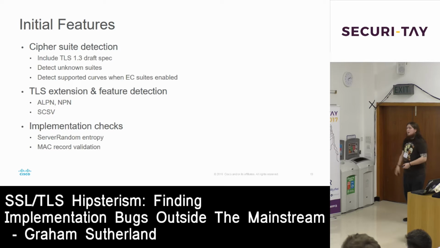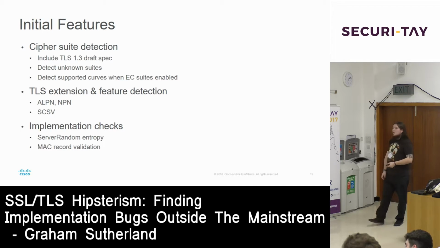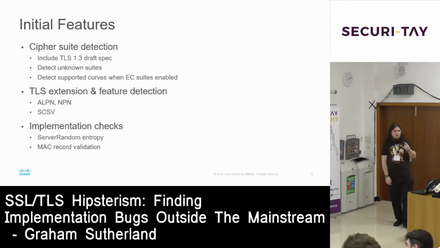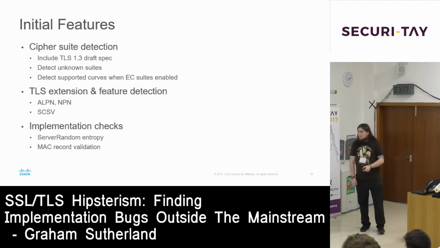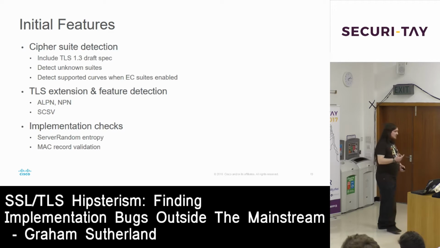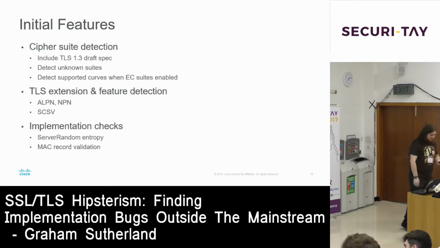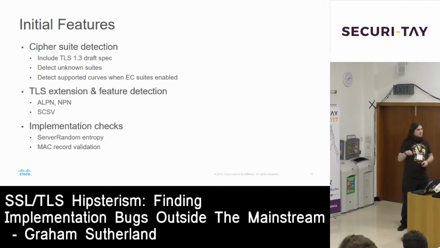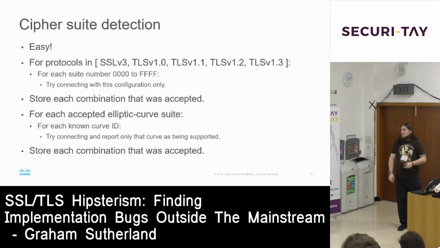Also looking for TLS extensions and feature detection. So ALPN and NPN, they're not strictly security features, but they're interesting from a privacy aspect. And the SCSV downgrade attack prevention stuff is quite interesting to look for as well. And then implementation checks, so looking for ServerRandom entropy and MAC record validation. These bottom two were both born out of interesting things that we found on tests or in interactions with clients, when we were portcallers. They're probably not our clients anymore.